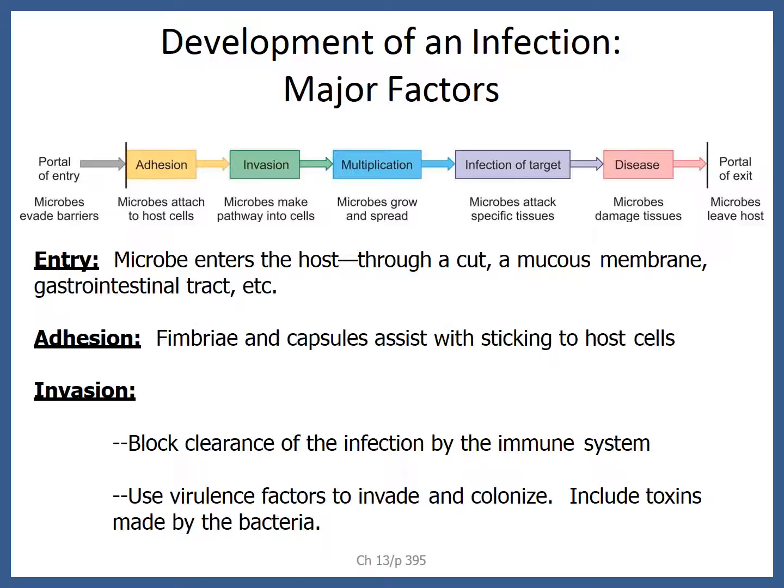And then the microbe needs to attach to your host cells. I just want to tie this back to some of the things we've talked about before in class: this process of sticking, or adhesion, can be helped by structures like fimbriae. Remember those fimbriae were those arms sticking off of the bacterial cell that can help with adhesion, and the capsule, that sticky layer of polysaccharides around the bacteria. Those can each help with this process of adhesion.